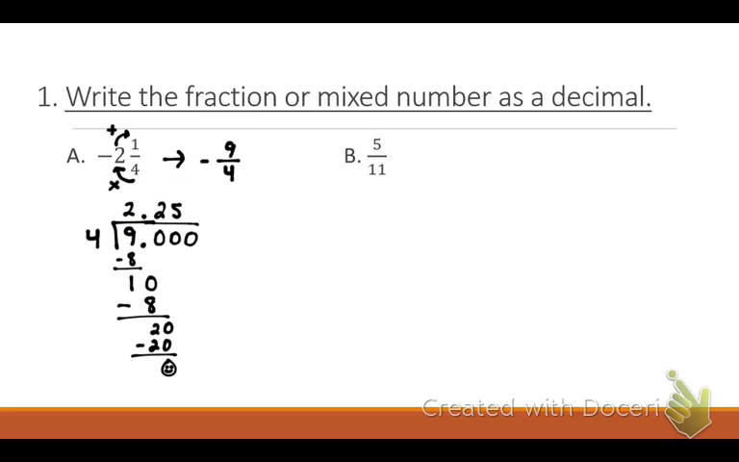Instead, you're going to rewrite the answer off to the side somewhere. 2.25. Is that my final answer? No, why not? I didn't put the negative. Remember, if the original problem was negative, the improper one was negative. That also means that my decimal, I have to keep that negative. So the correct answer is negative 2.25.